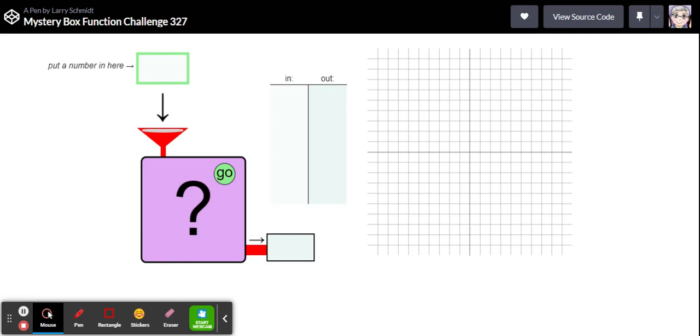In the purple mystery box there's some math and your challenge is to figure out what it is. You can use the link in the description if you want to try this out on your own, and when you've got an idea come on back and see if we get the same thing.